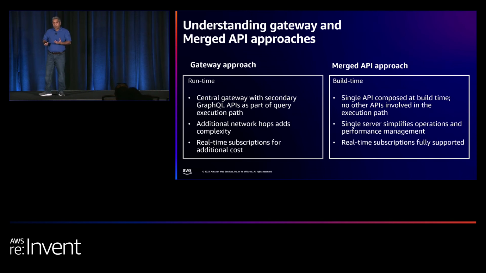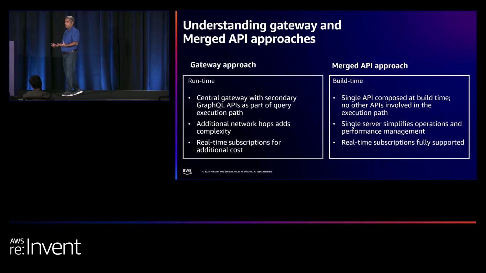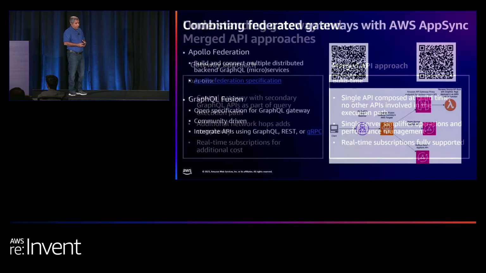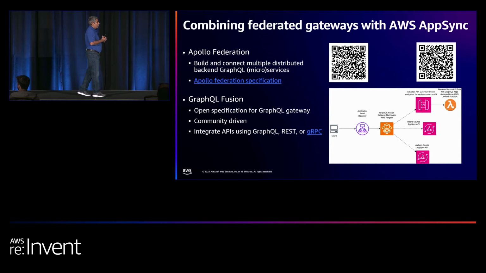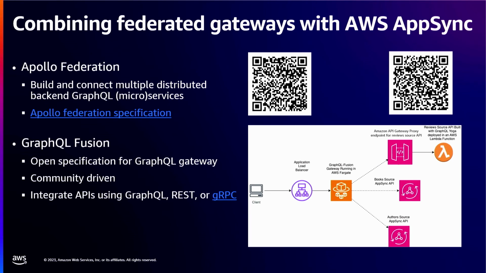Again, there is always a question: which approach should I use for my organization? This is not an either-or choice. You can also use both approaches in conjunction. It depends on your use case. If you have AppSync APIs and non-AppSync APIs in the mix, go with the federated gateway approach, where you can federate to multiple AppSync and non-AppSync APIs. And if you have only AppSync APIs in the mix, you go with the merged API approach.